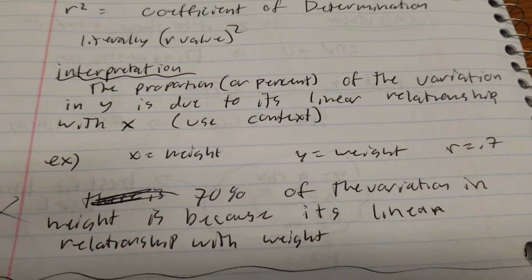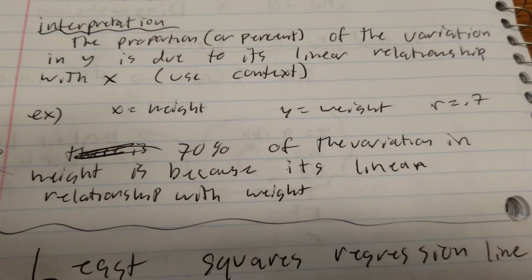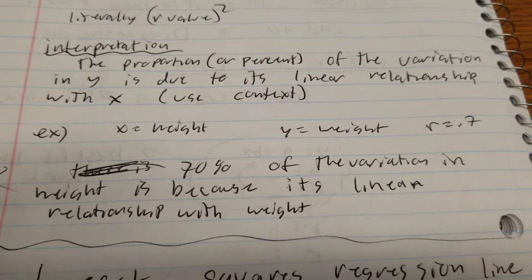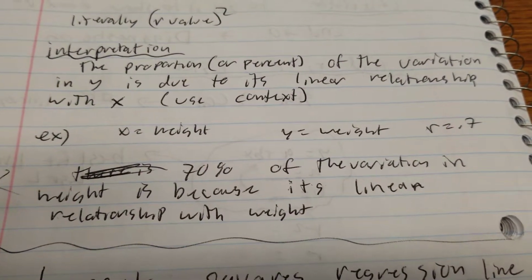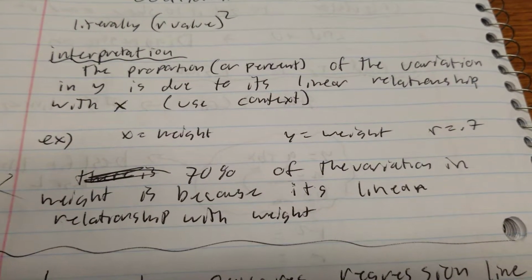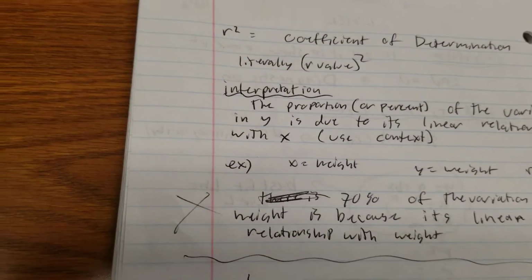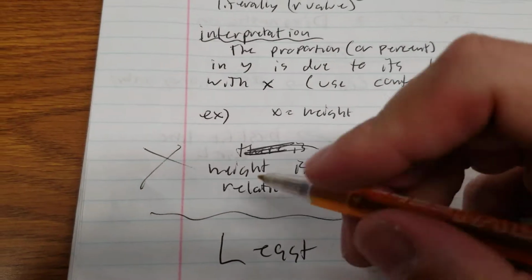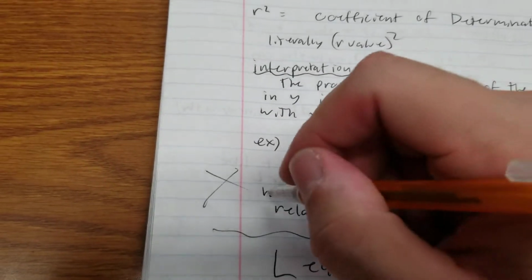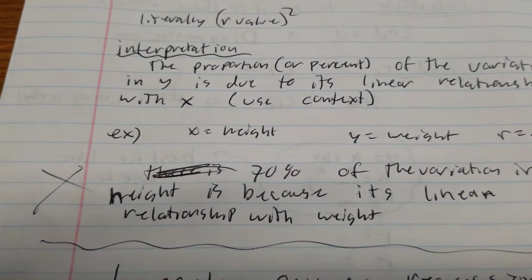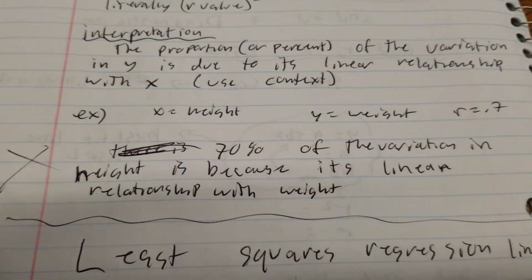So if we're talking about height and weight, I did an actual example here. Say R value is 0.7. I said 70% of the variation in weight is because of its linear relationship, or in height. Wow, weight and weight, I gotta fix that. Height is X, so that says height. That doesn't say weight. Dang, my handwriting is awesome. So 70% of the variation in height is because of its linear relationship with X.